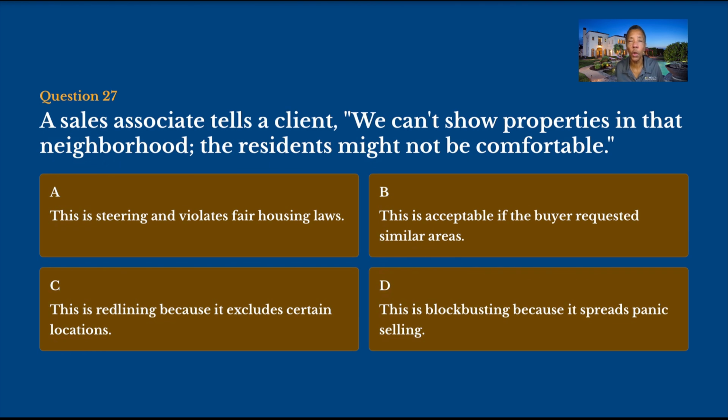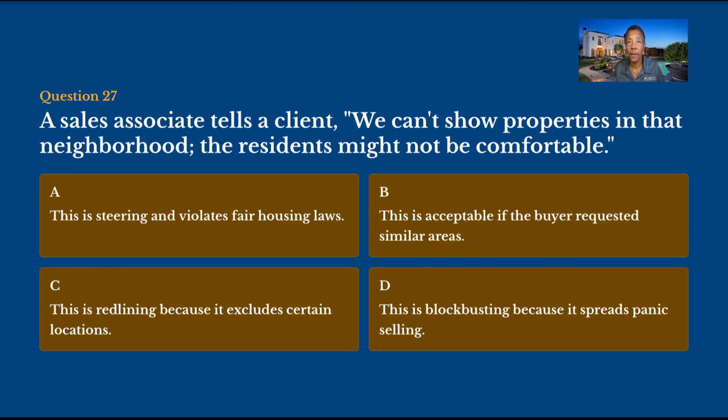27. A sales associate tells a client, we can't show properties in that neighborhood. The residents might not be comfortable. So what do we have here? A, is this steering and violates fair housing laws? B, this is acceptable if the buyer requested similar areas. C, this is redlining because it excludes certain locations. Or D, this is blockbusting because it spreads panic selling.